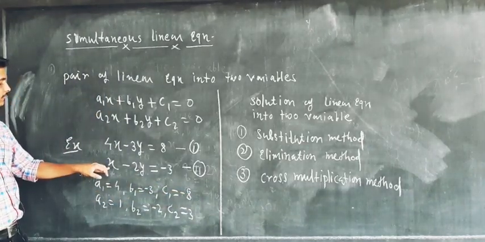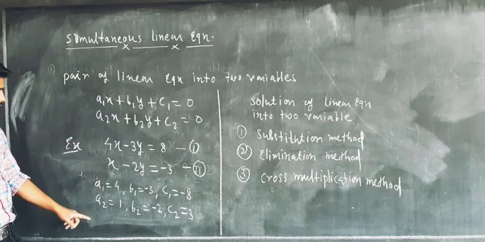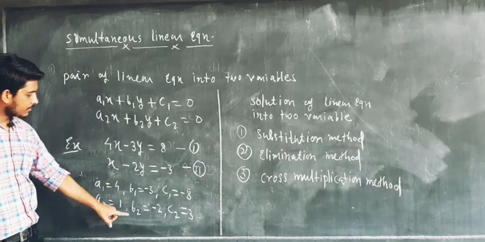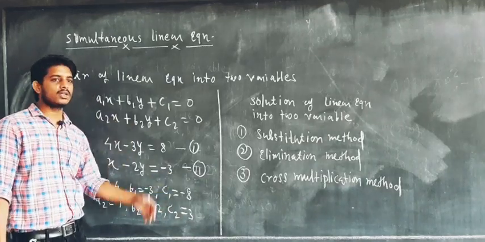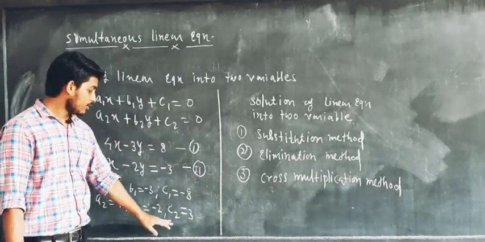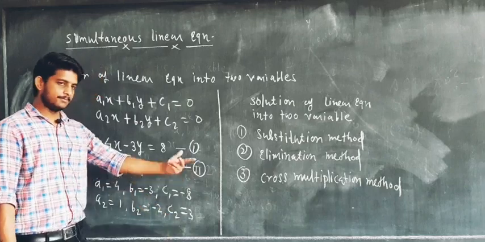Similarly, the coefficient of x here is 1, so the value of a2 is 1, b2 is minus 2, and c2 is minus 3, which goes to the other side of the equal sign and becomes plus 3. So the value of c2 is 3.